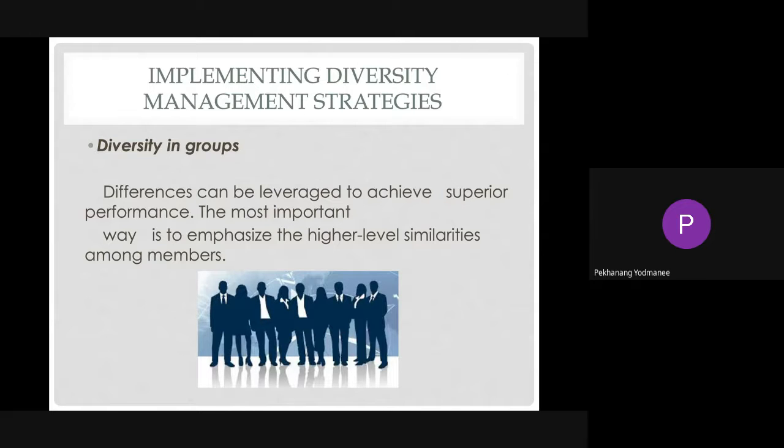The most important factor is to emphasize the similarities among members. Managers who emphasize higher order goals and value their leadership style are more effective in managing diverse teams.